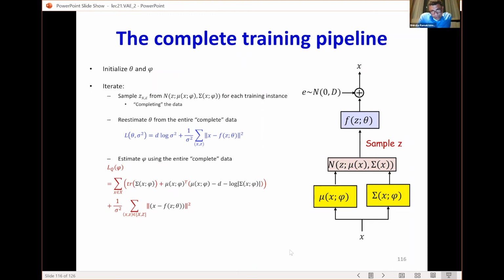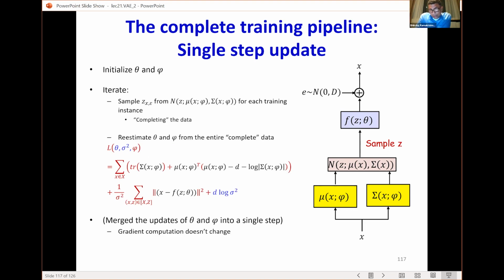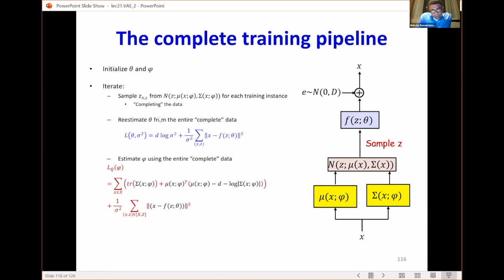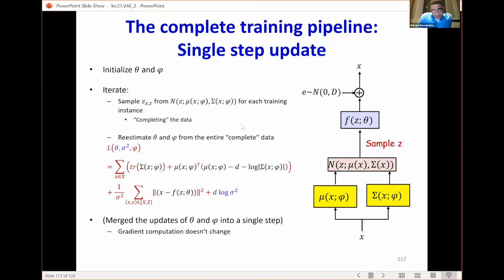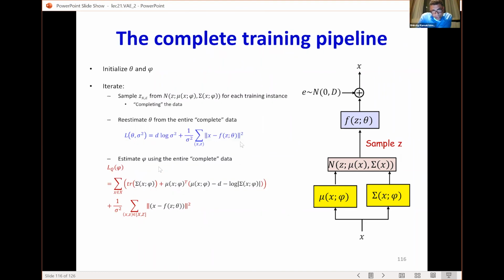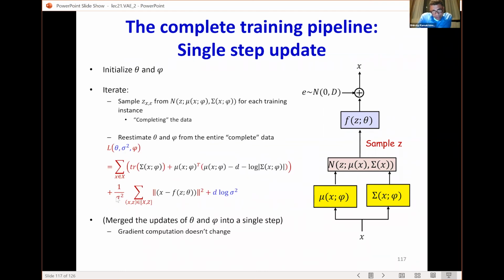Now, the whole thing looks very complex, but when you write all of the arithmetic down, instead of first minimizing with respect to theta and then minimizing with respect to phi, you can do it jointly by just adding the two losses up. So this is the loss you minimized with respect to theta. This is the loss you minimized with respect to phi. You just sum them up and say, here is a loss, a function of both theta and phi. I'm going to minimize it.